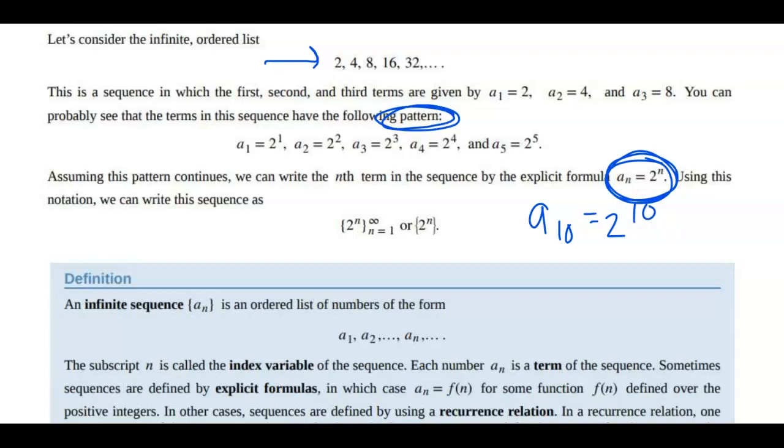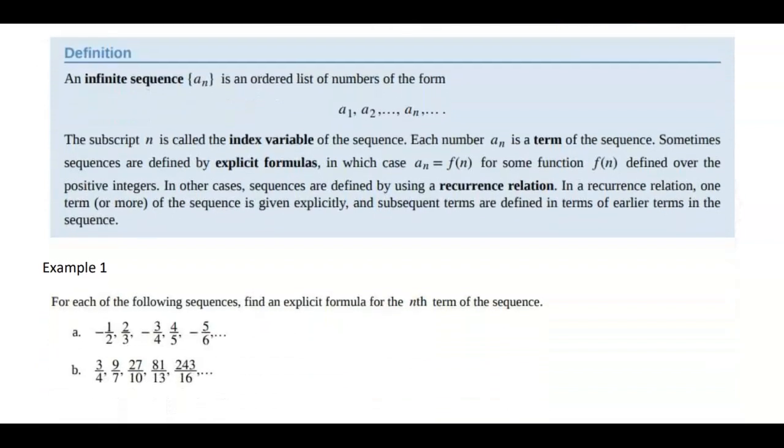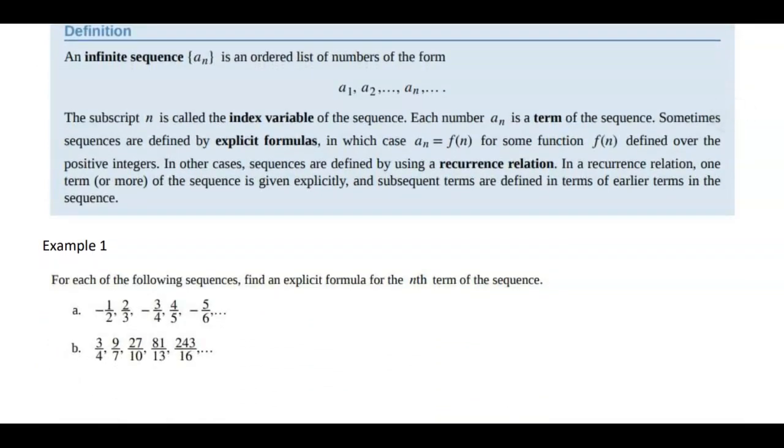Here's a formal definition of what an infinite sequence is. Each number in a sub n we call a term of the sequence. Sometimes they have explicit formulas that we can find, and sometimes we're looking at what's called a recurrence relation. Recurrence relations are really interesting. The Fibonacci sequence is a recurrence relation. You take 1, and then the next term is 1, and then you add the 2 before it to get the next one.